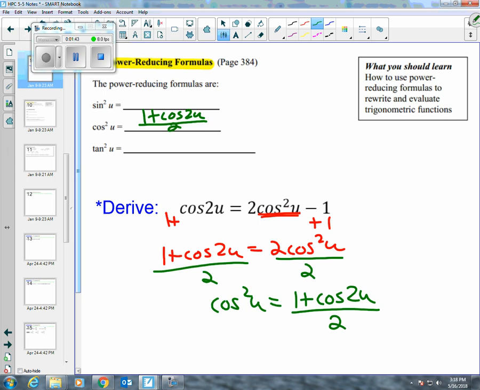Now you can do a very similar thing to solve for sine squared. So I'm not going to derive that one. I'm just going to give it to you. So 1 minus cosine of 2u over 2 is sine squared.